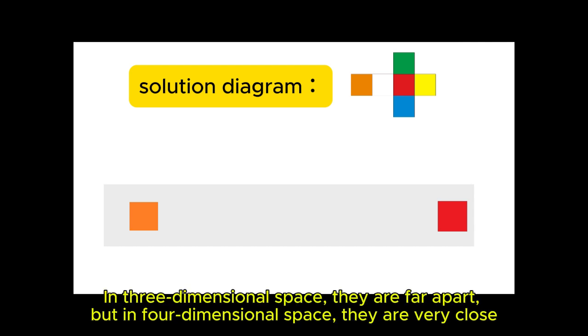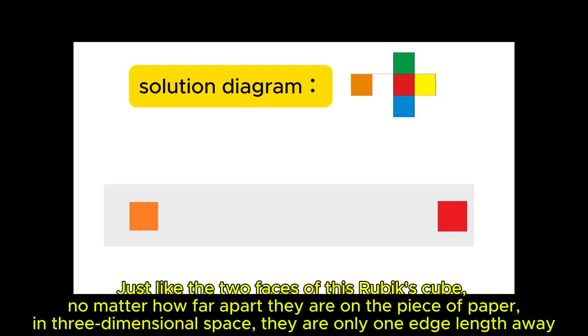In three-dimensional space, they are far apart. But in four-dimensional space, they are very close. Just like the two faces of this Rubik's Cube. No matter how far apart they are on the piece of paper, in three-dimensional space, they are only one edge length away.